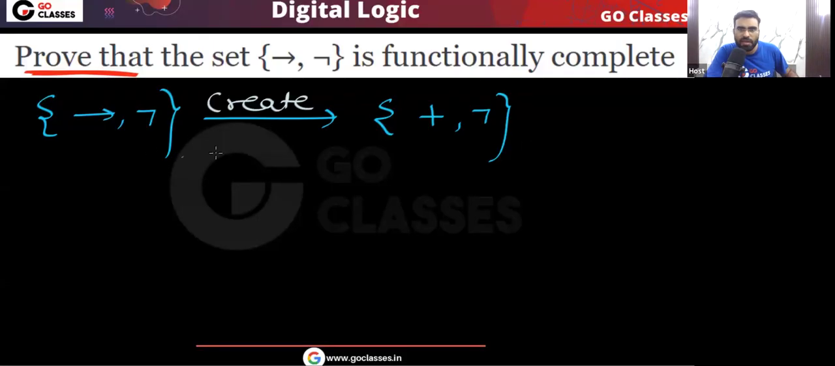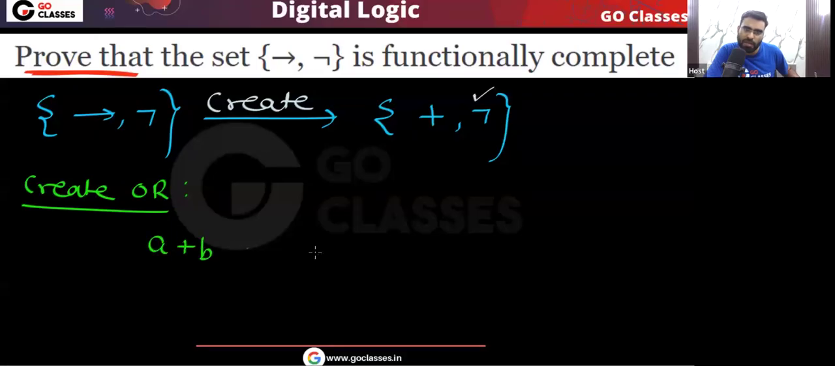Yes. Now NOT we already have, right? Yes or no? NOT we already have. So we only have to create OR. Let's see how to create OR. We want to create A or B, and what we have is implication comma not. Only using these two things, only using not comma implication, we have to create this OR operation. So how can you do this?